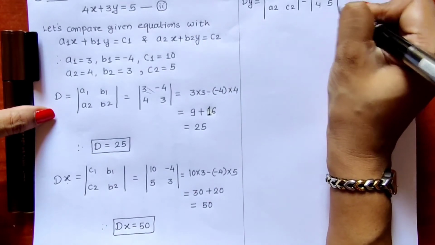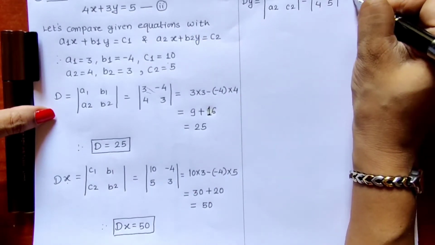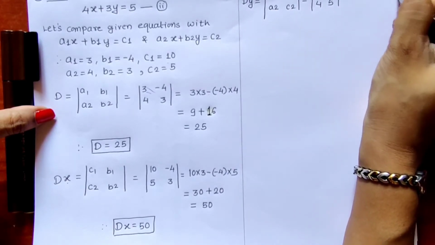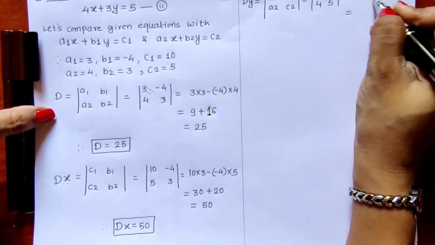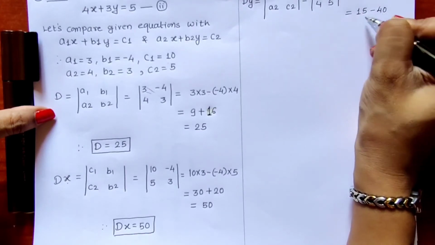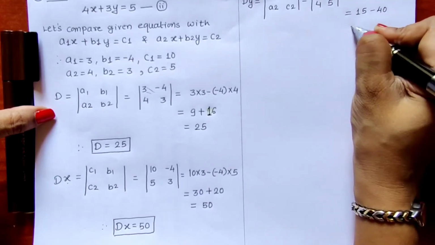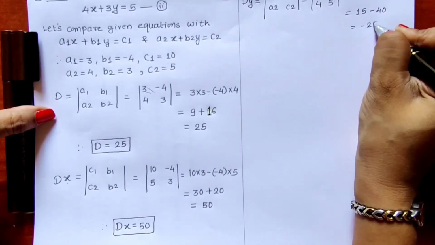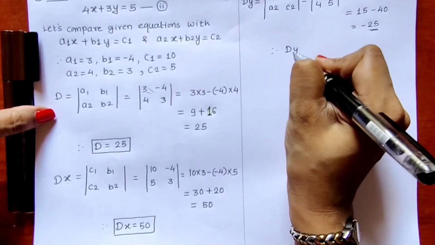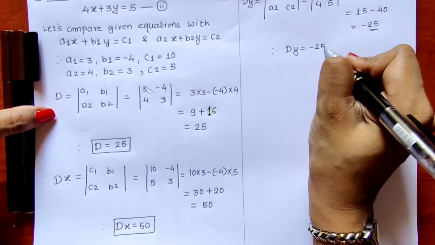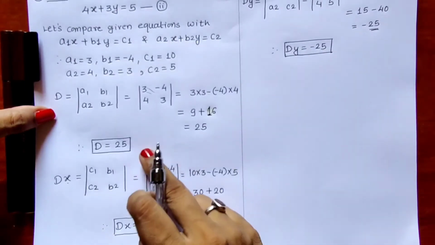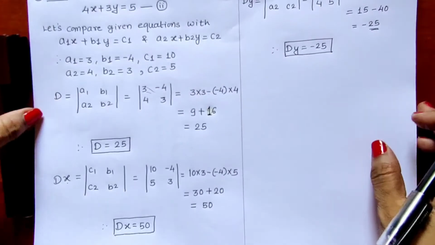Now cross multiply. 3 into 5 minus 10 into 4. 3 5s are 15. 10 4s are 40. Plus 15 minus 40. What will be the answer? Minus 25. Sign of bigger number we will have to write. And therefore dy is equal to minus 25. So in this way we will have to get the values of determinant d, dx and dy.